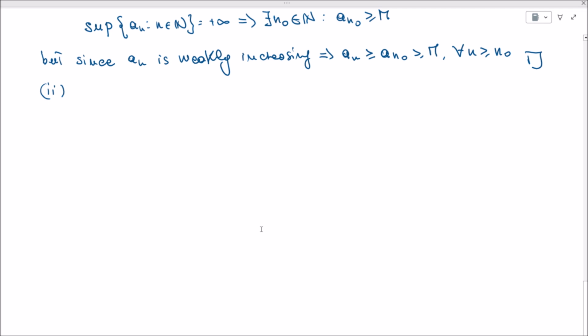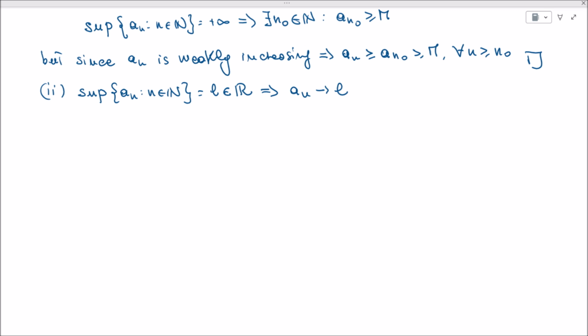Let's now assume that the supremum of an is equal to a real number L. Then we would like to prove that an will converge to L.